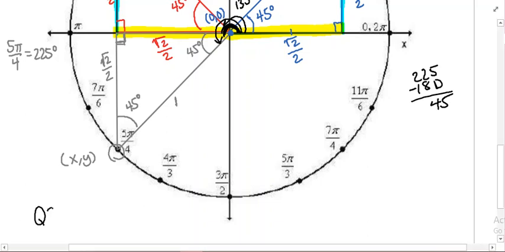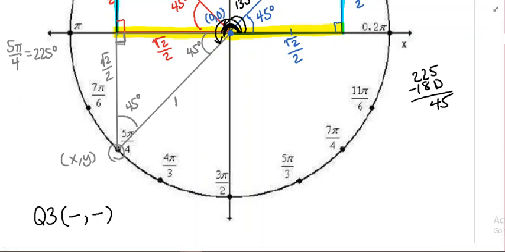We are in quadrant 3, where both the x and y coordinates are negative. So basically, to travel from the origin to this point on the circle, you're going to go in the x direction and travel square root of 2 over 2. That's the distance. The x coordinate in the third quadrant is negative, so this is going to be the negative square root of 2 over 2.